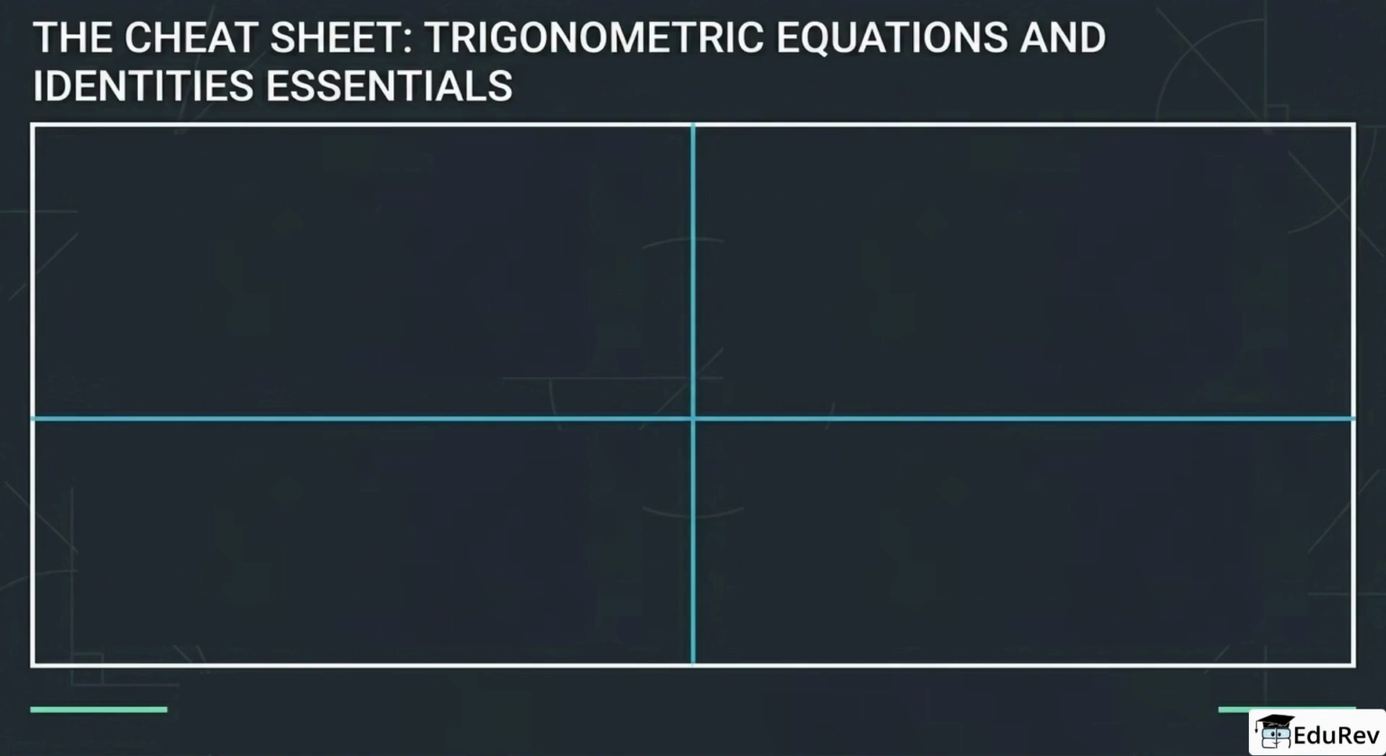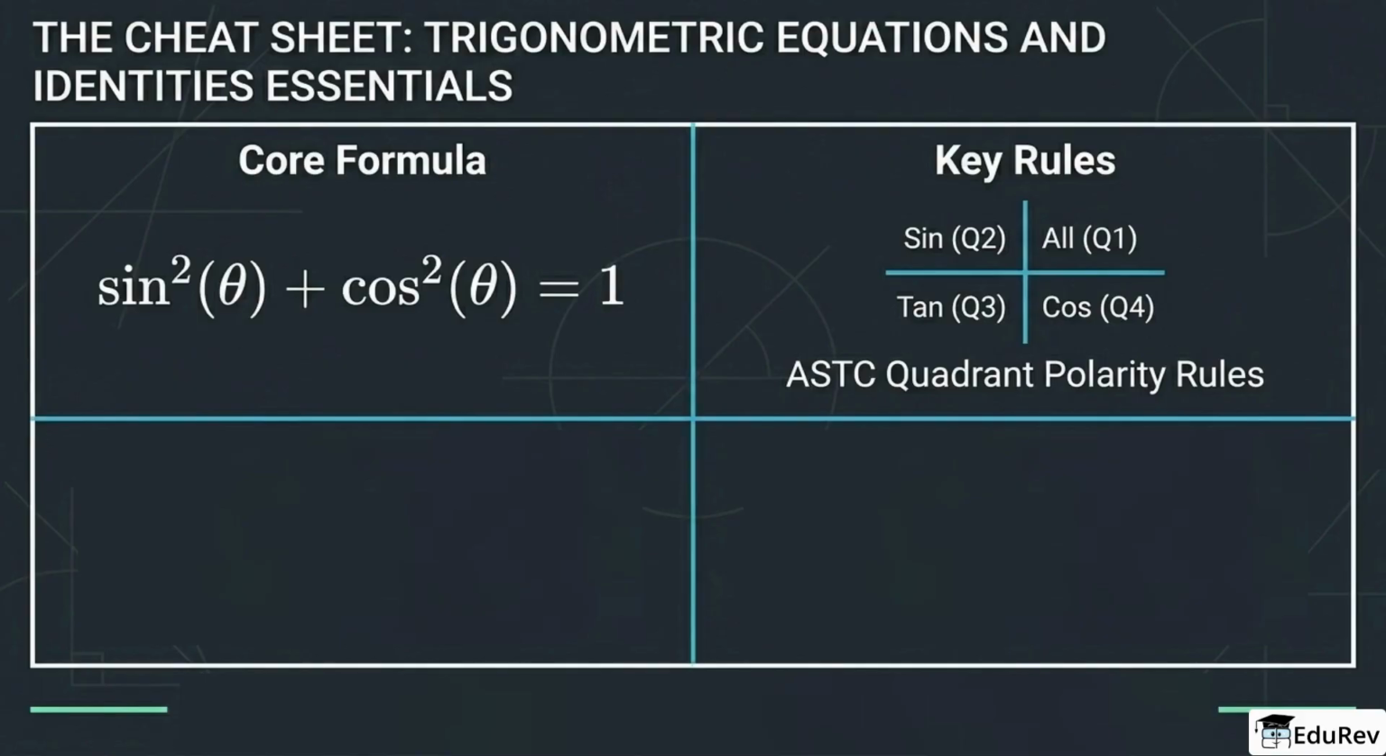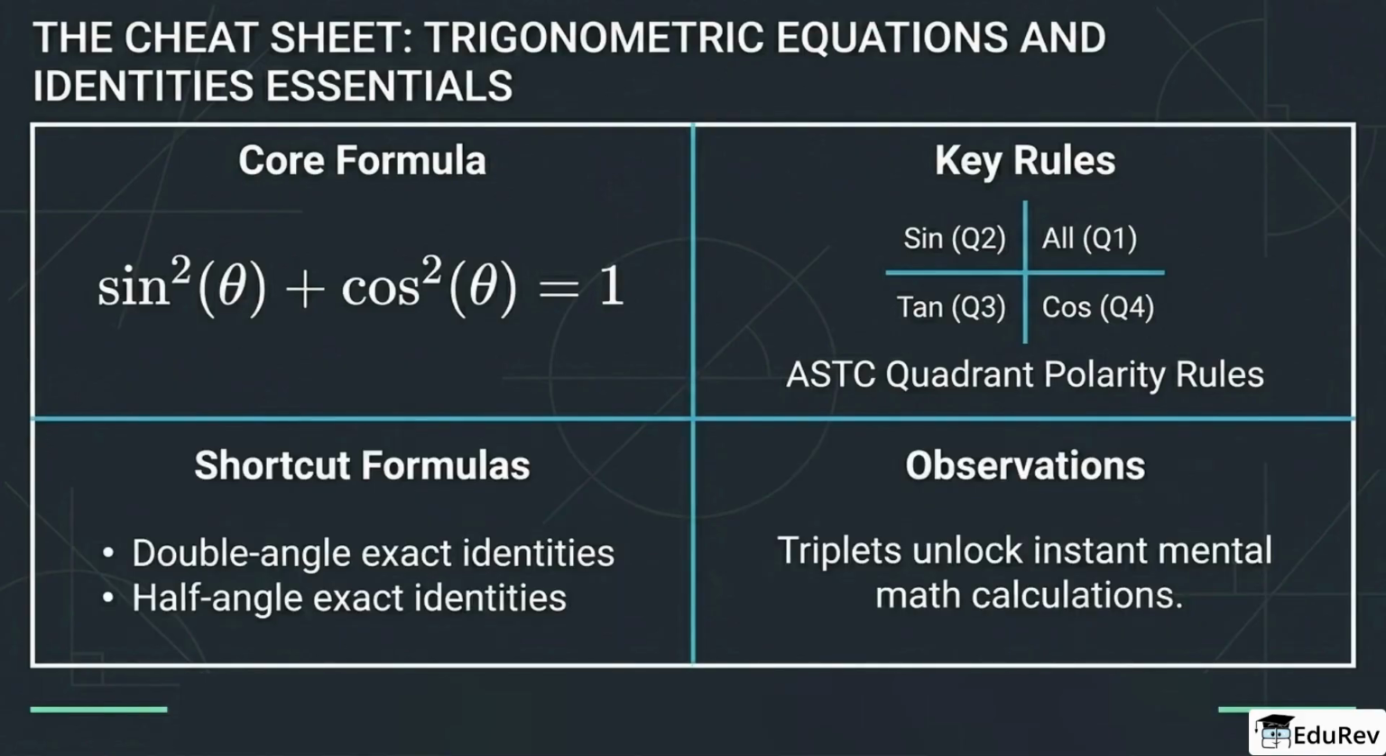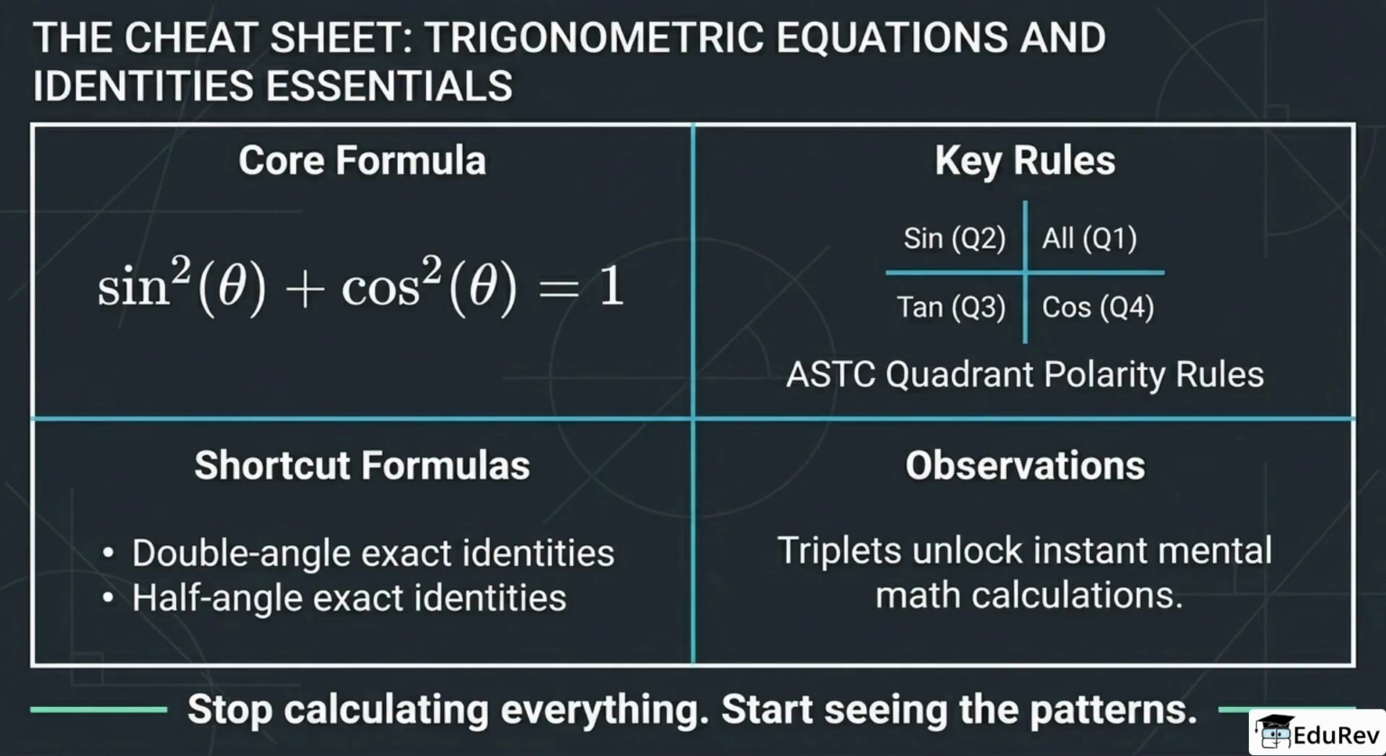This cheat sheet is the perfect endpoint for revision. The core identity, quadrant rules, triplet shortcuts, and double angle/half angle ideas all sit together here as one toolkit. The final message is the one to remember most. Stop calculating everything from scratch and start seeing the patterns. When the unit circle becomes familiar, trigonometric equations and identities stop feeling like a memory chapter and start feeling like a logic chapter.